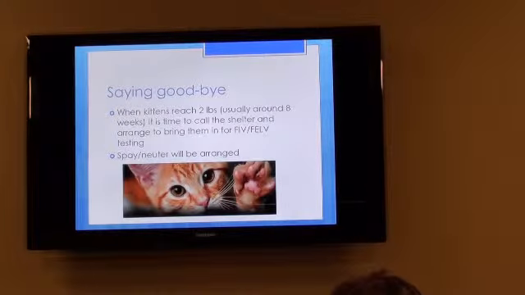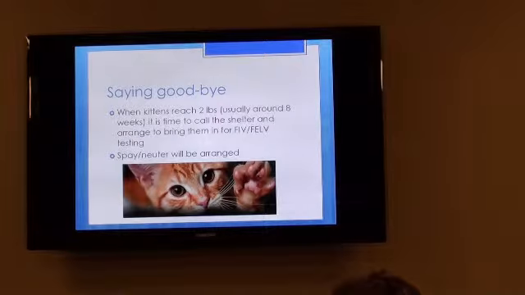Okay, when the kittens reach 2 pounds, which is usually around 8 weeks, you will call the shelter and arrange to bring them in for their FIV and FeLV testing. And that's just a simple blood test, right? Yes, blood.